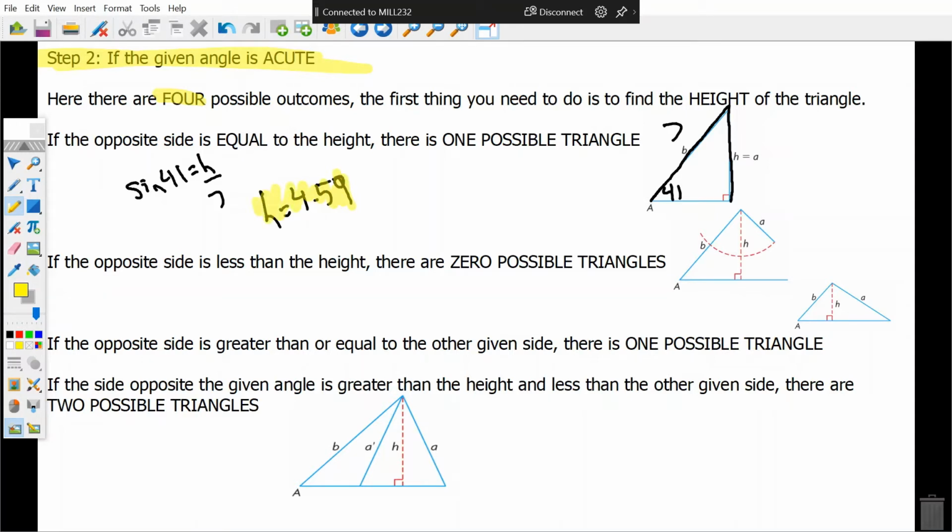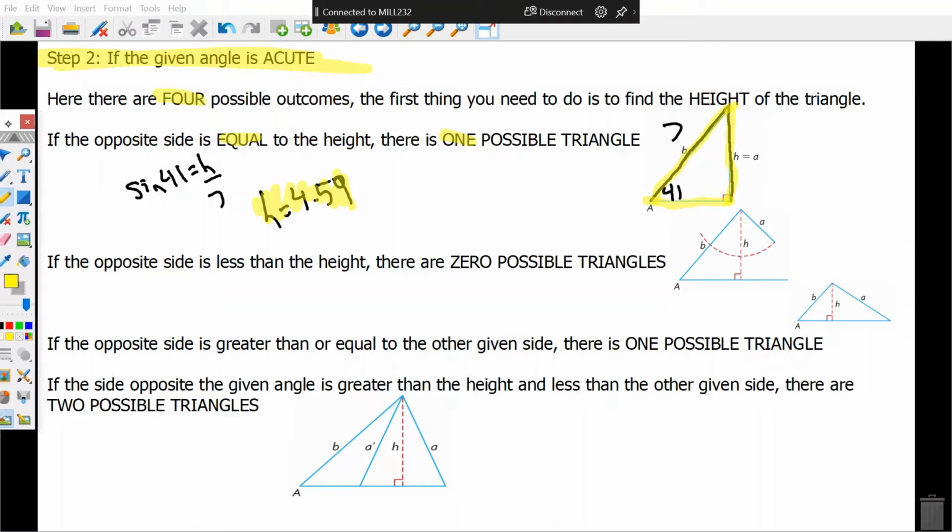If the opposite side, which would be side length A, is equal to the height, there's one possible triangle. And what does that triangle look like? Well, it looks just like this, right? If the side length A is equal to the height, there's only one possible triangle, and it just looks like that with a 90-degree angle. That doesn't happen very often, but that's sort of the baseline for it. If the opposite side is equal to the height, there's one triangle.